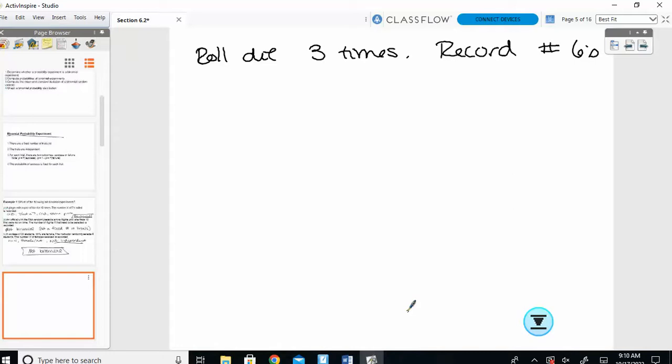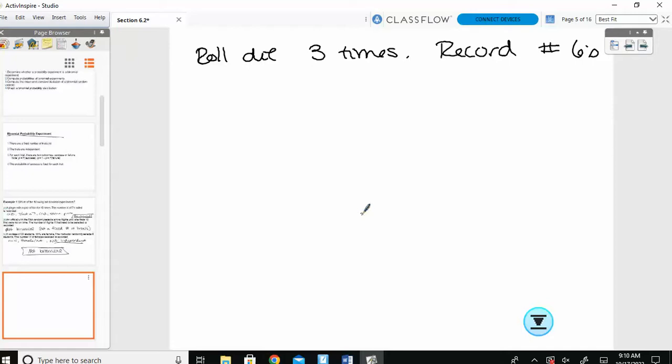Would this be binomial? Do I have a set number of trials? Yes. Are they all independent? Yes. Do I have 2 outcomes? 6 or not a 6? Because I'm not recording everything I roll, just 6 or not. And is the probability of rolling a 6 the same every time?